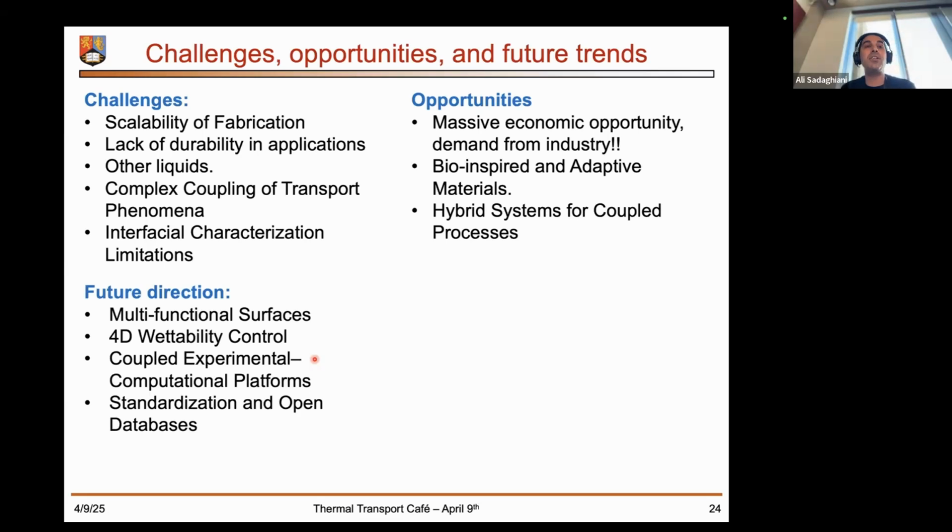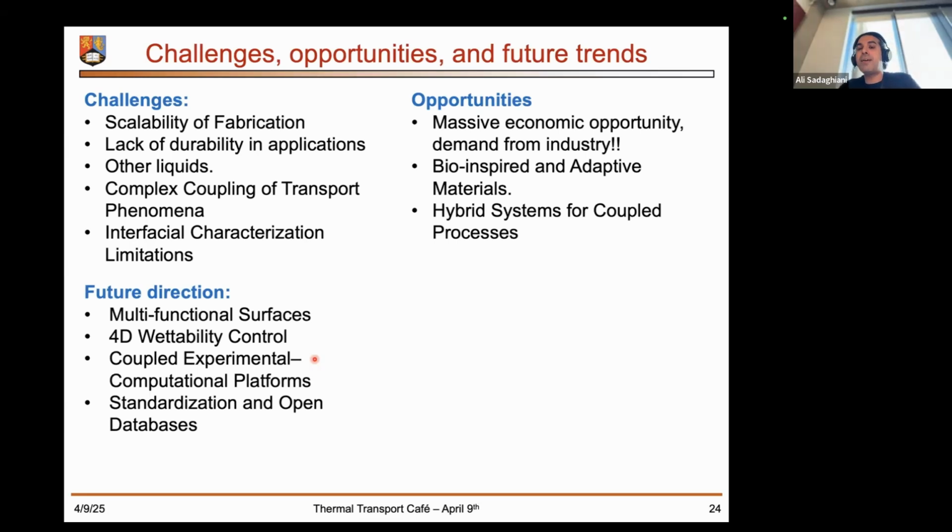And for interfacial characterization, there is a limit. For instance, in order to investigate the contact angle hysteresis, we had a quite challenging time finding surfaces that have the same contact angle and the same contact angle hysteresis, but are not transparent materials. So the characterization of interfacial transport on these surfaces could be challenging.